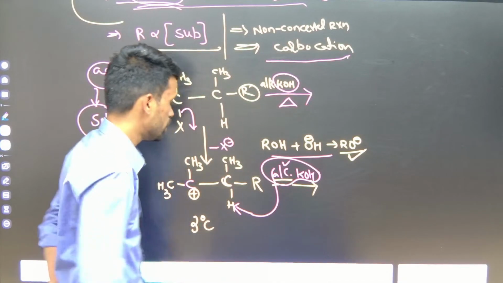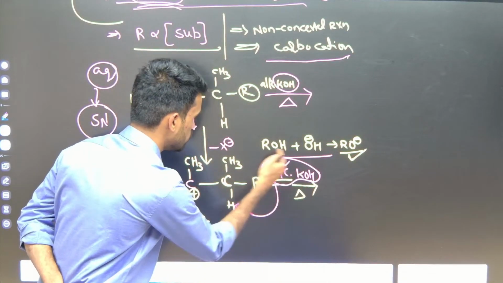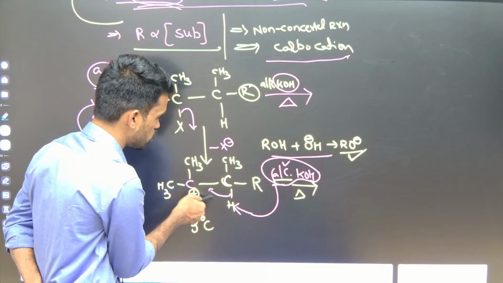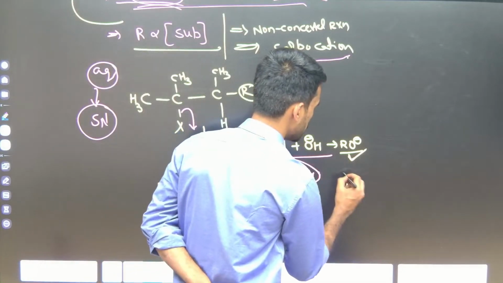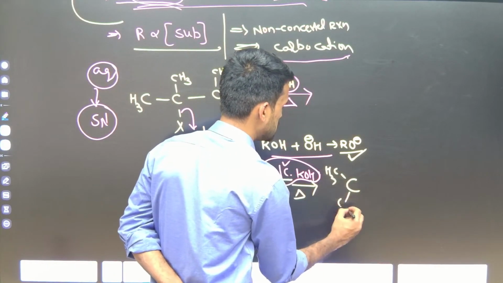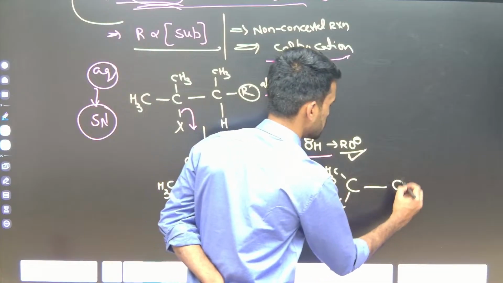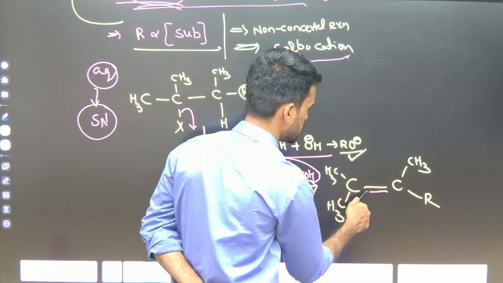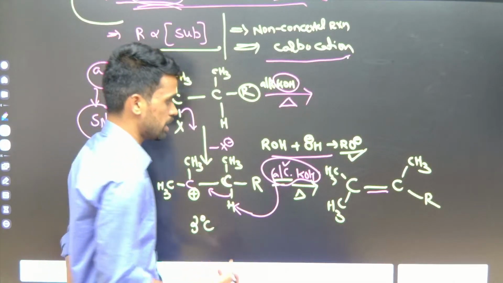That's it. So under heating condition, what will it do? It will abstract this proton, and this sigma bond will shift over here. So you will get carbon CH3, bond here CH3, and here the R group, and a double bond over here. That's it. This is the alkene formed as your product.